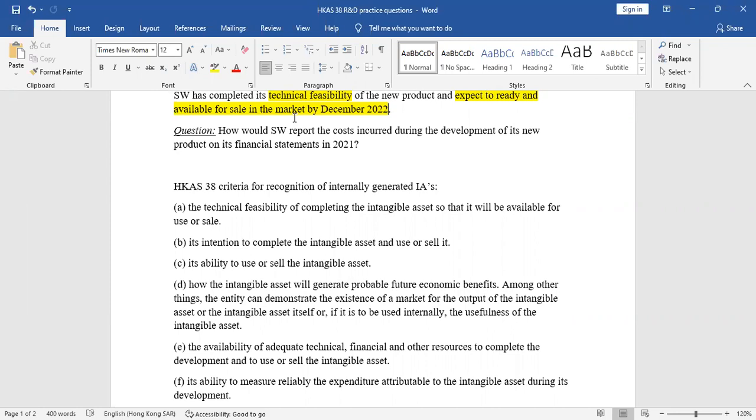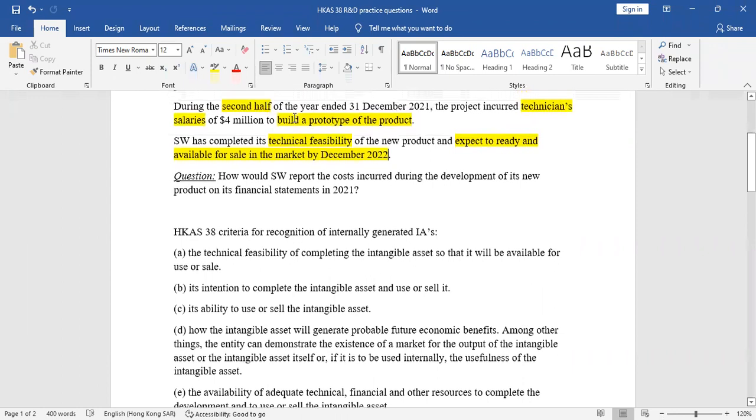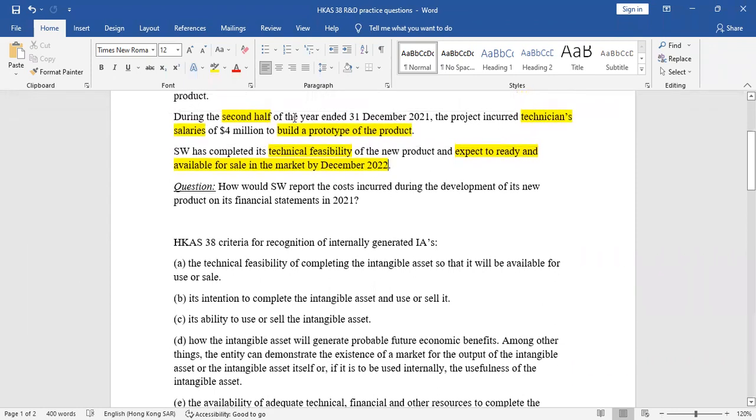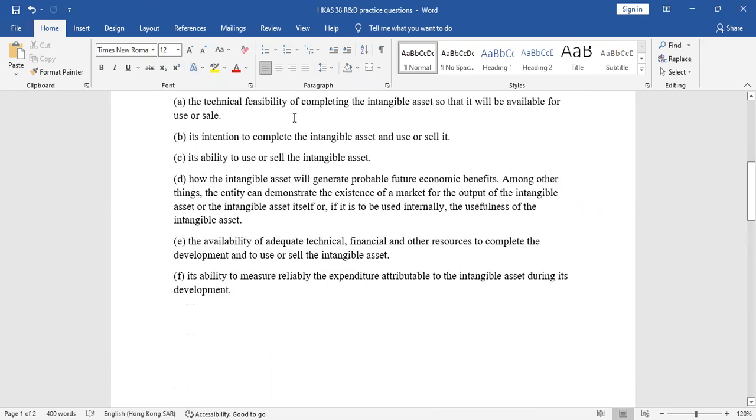So therefore, the technicians' salary expense of $4 million to build a prototype will actually be a development expense, and the company can capitalize that on its 2021 financial statements, right? So that's for practice question one. I hope you found this very helpful in your learnings.